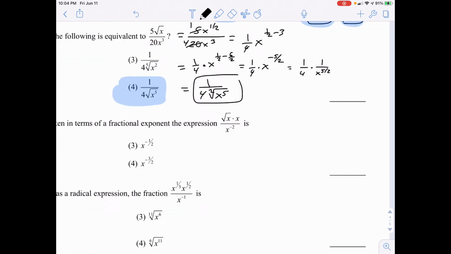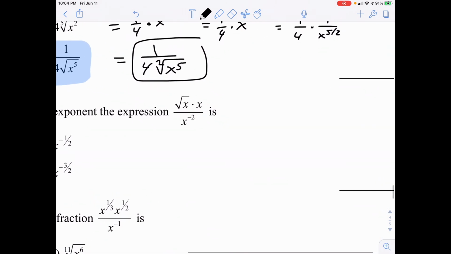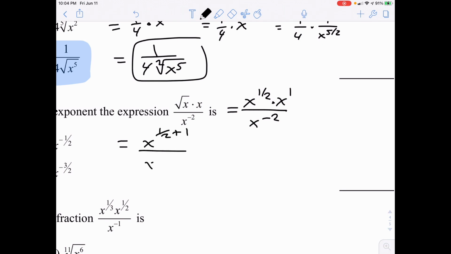Number 7, we have the square root of x times x over x to the negative 2. Well, this is going to be x to the 1/2 times x to the 1 over x to the negative 2. Take the top part, same base, multiplying same base, add the exponents. This becomes x to the 1/2 plus 1 over x to the negative 2. That's x to the 1/2 plus 2/2 over x to the negative 2, which is x to the 3/2 over x to the negative 2.